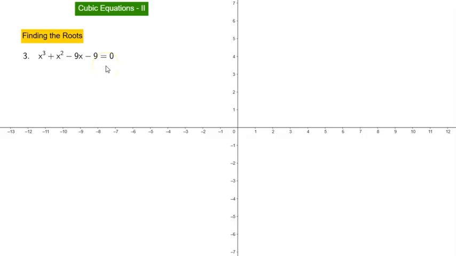Now we are going to use a slightly different technique. We group these two, x cube plus x square, and we group these two. So minus, we take it out common.